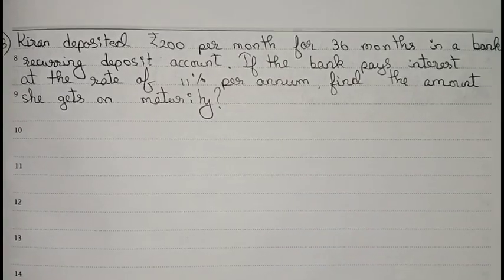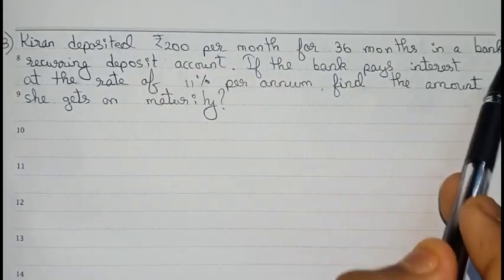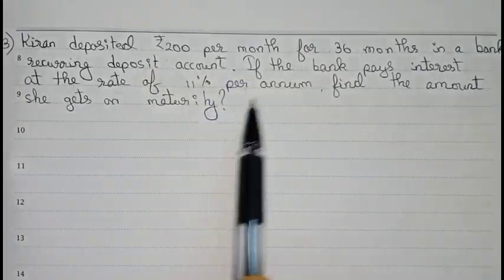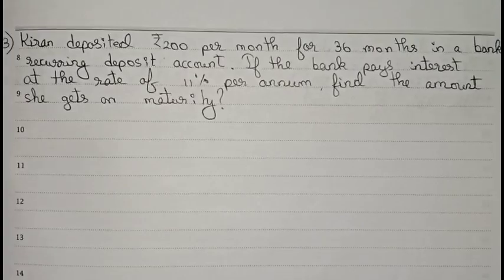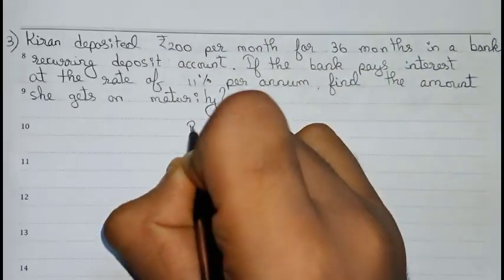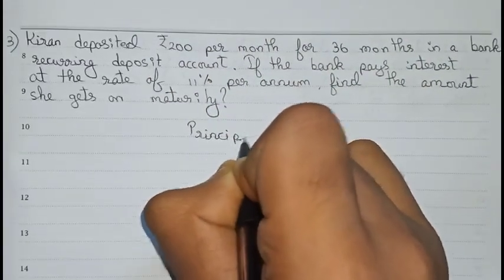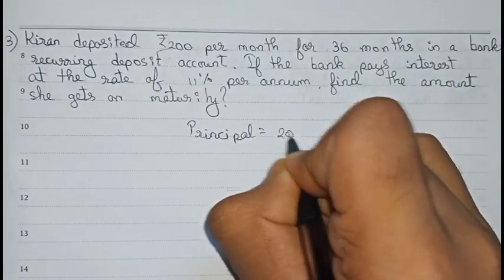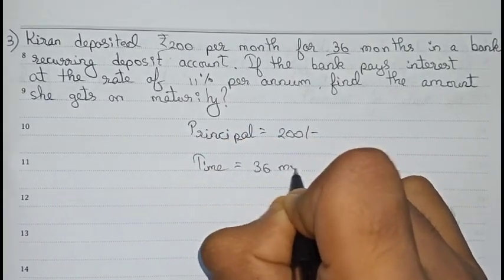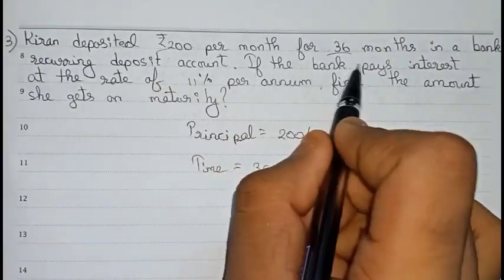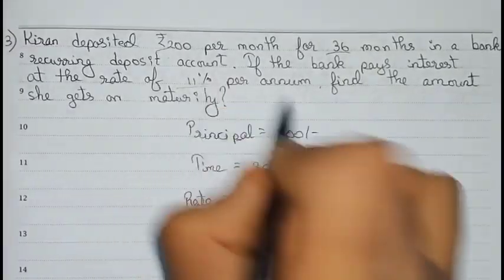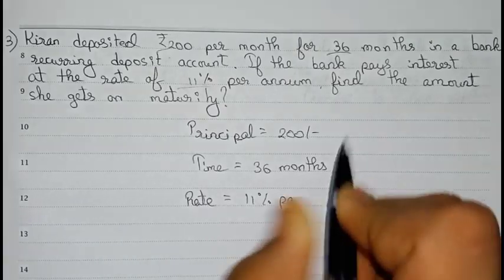Question number 3. Kiran deposited rupees 200 per month for 36 months in a bank's recurring deposit account. If the bank pays interest at a rate of 11% per annum, find the amount she gets on maturity. So this is our question. First we write down all the information given. So principal is equal to rupees 200. 36 months already given, so time is equal to 36 months. And the bank pays interest at 11% per annum. So rate is equal to 11% per annum.